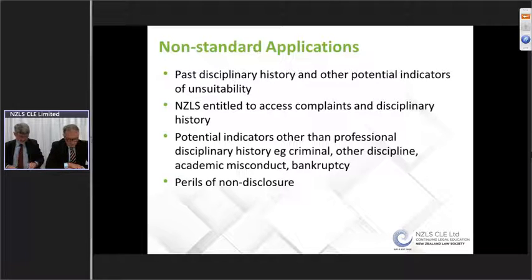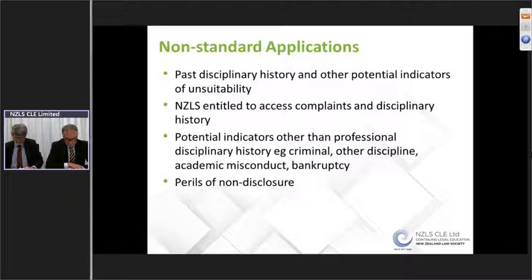So this can involve past legal disciplinary history, but it may also involve, again, the neutral term, potential indicators of unsuitability arising elsewhere, including past criminal convictions, discipline overseas or in other occupations or in academic life. Bankruptcy are examples of what I term potential indicators. This goes to the matter of suitability, which I talked about earlier.